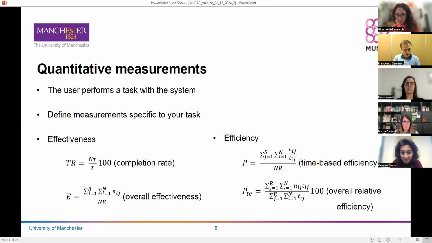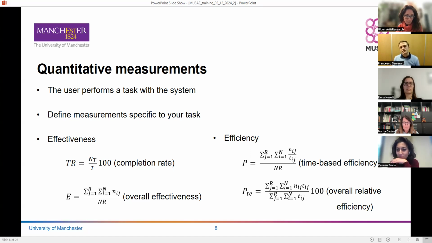Then, regarding effectiveness, you can also compute the overall effectiveness of the system, which is the number of tasks that were successfully completed by the users divided by the product of the number of users and the number of tasks that your interaction was composed of. This is regarding effectiveness.